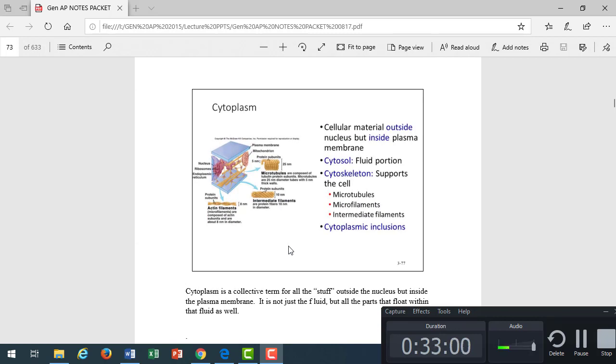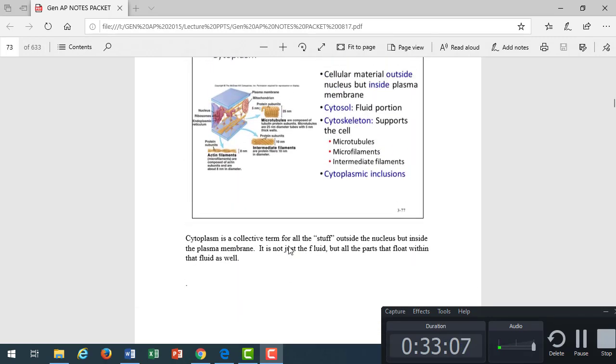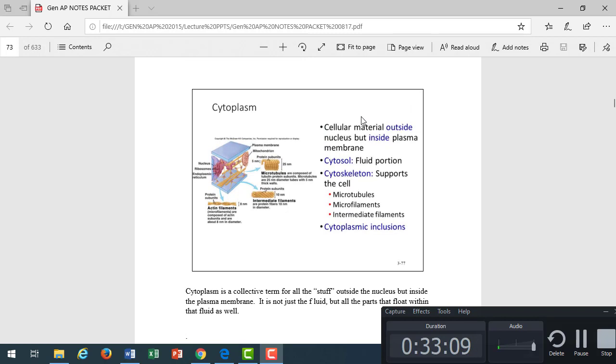All right, the next bit, we're not going to spend a lot of time on here in lecture because we did talk about this in lab. You have to know the functions, right? So again, we talked about the inclusions already. Those are just those little chemicals that are part of what we call the cytoplasm, but they're not organelles. Cytosol is the fluid portion. Cytoskeleton is what supports the organelles. You can see this little protein network here.